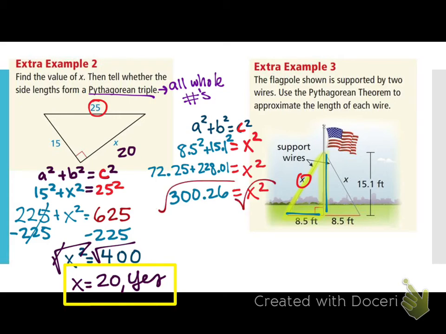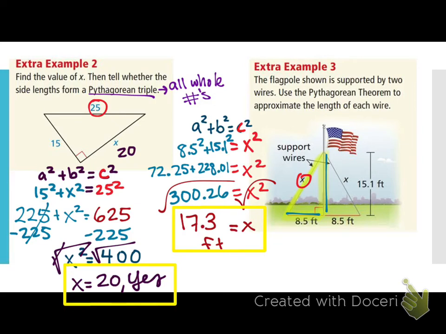And then take the square root. And so that missing side is 17.3. That's what you said. And then you'd say feet. Remember that we were solving for the hypotenuse, so it should be the longest side. It is. It doesn't ask, but is this a Pythagorean triple? No. From the beginning, they were all decimals.